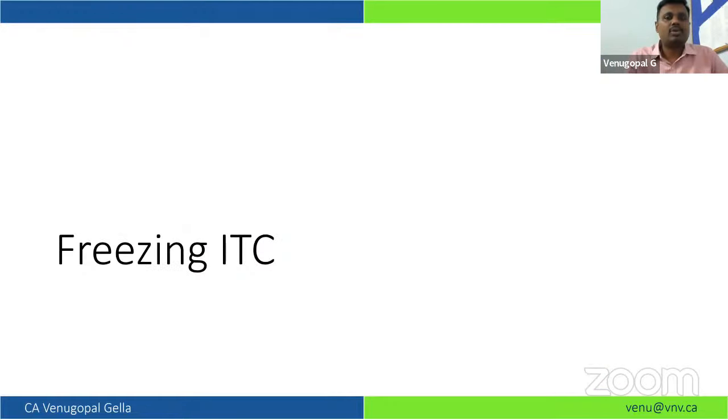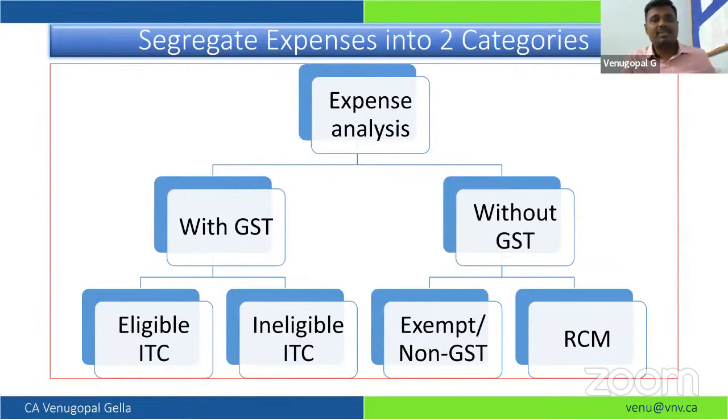So what is it that you have to do? You have to freeze your ITC. How much of the ITC which is there in your books of accounts is availed? Before that, you have to segregate the expenditure which is there in the books: how much is with GST, how much is without GST. Those which are with GST, segregate as eligible and ineligible. And where it is without GST, how much is exempt or non-GST, or how much is reverse charge liability.